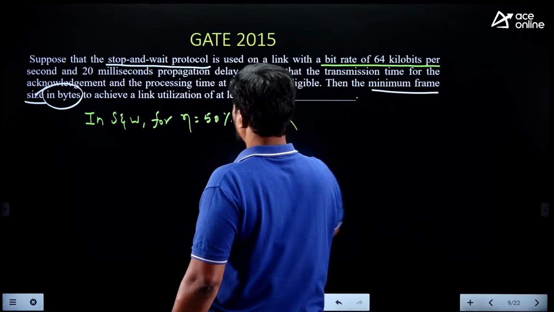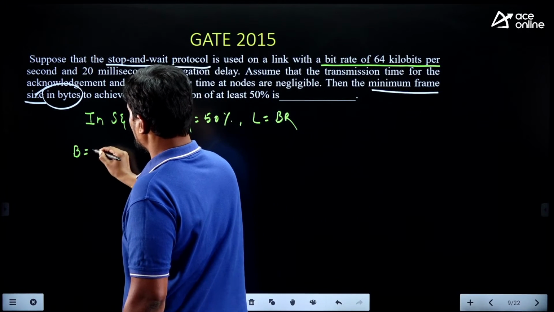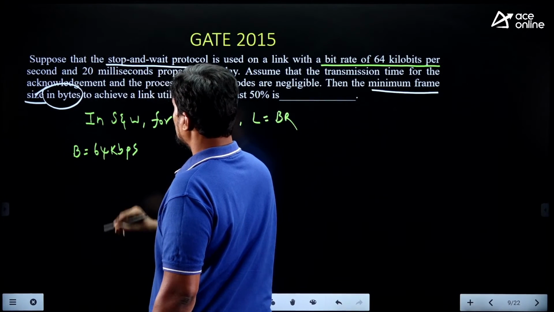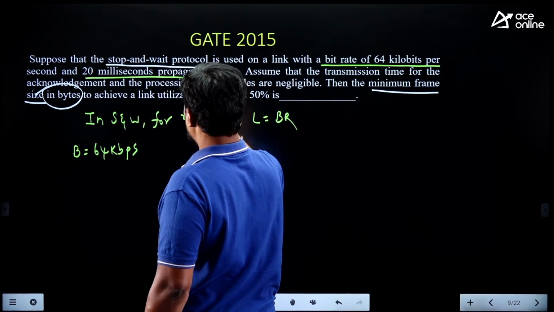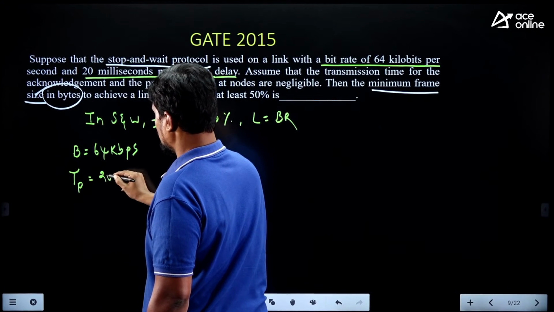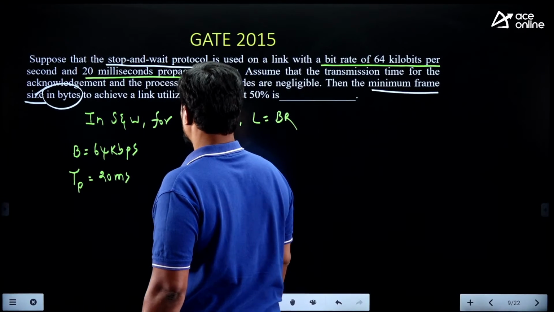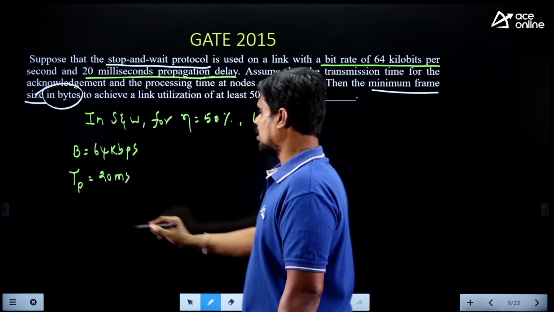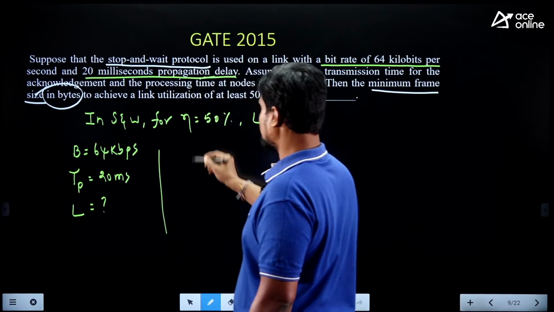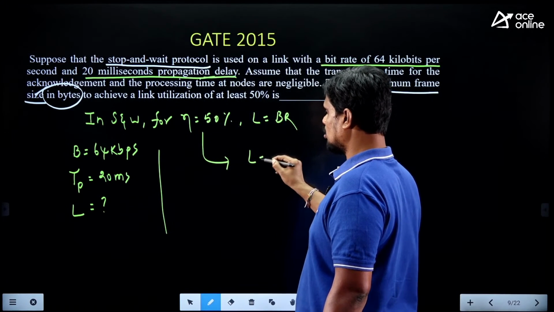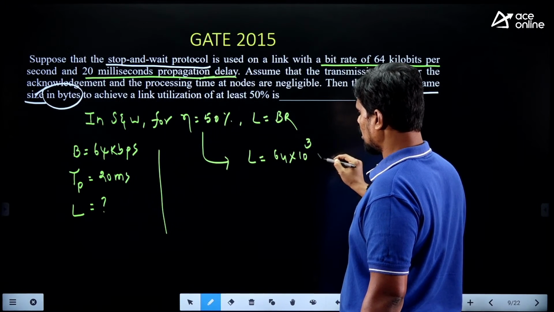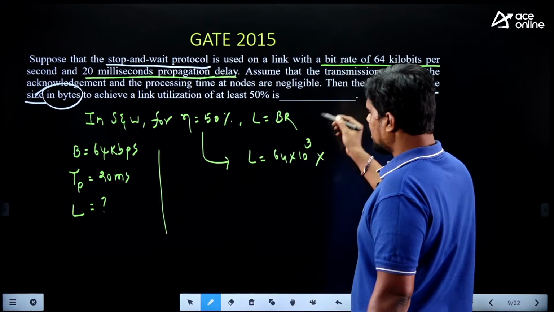Bandwidth is given 64 kilobits per second. Propagation delay is also given 20 milliseconds. So TP is also given 20 milliseconds. Right? So therefore, what is the L value? This is what it is asking. So now, as efficiency is 100%, L is equals to B into R. B is 64 into 10 power 3 plus B into R.